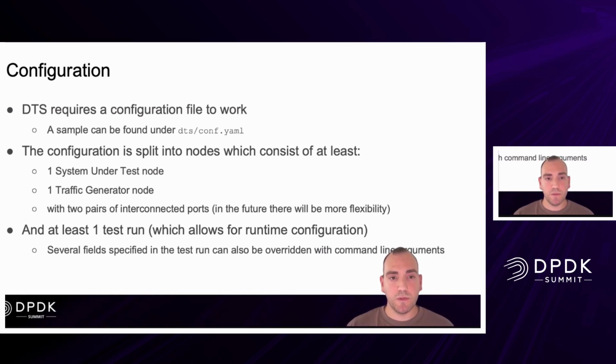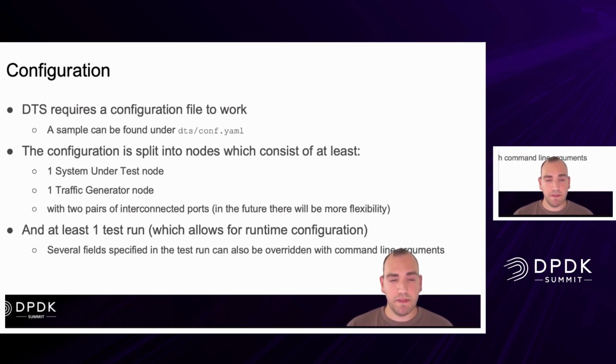Now you also need to configure DTS. The configuration is done in a YAML file. We actually have a sample under the DTS folder in the DPDK repository, which is conf.yaml, and basically this configuration file will have a field containing all the nodes that you want to test. So you will need to specify at least one system under test node and one traffic generator node, with 2 ports each, because it needs to have 2 pairs of interconnected ports.